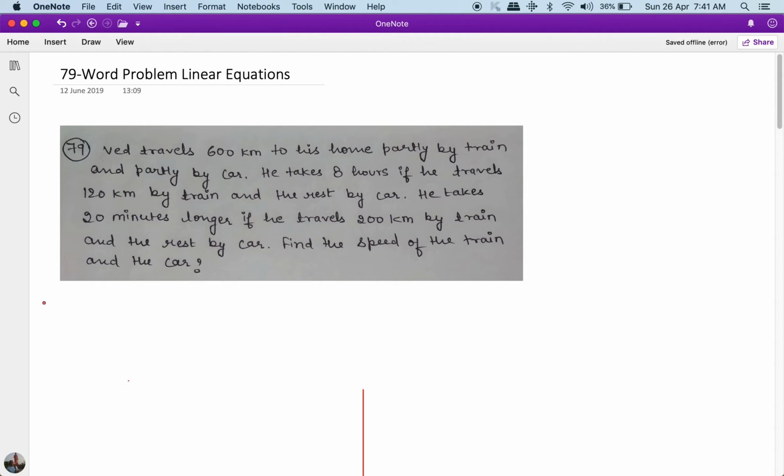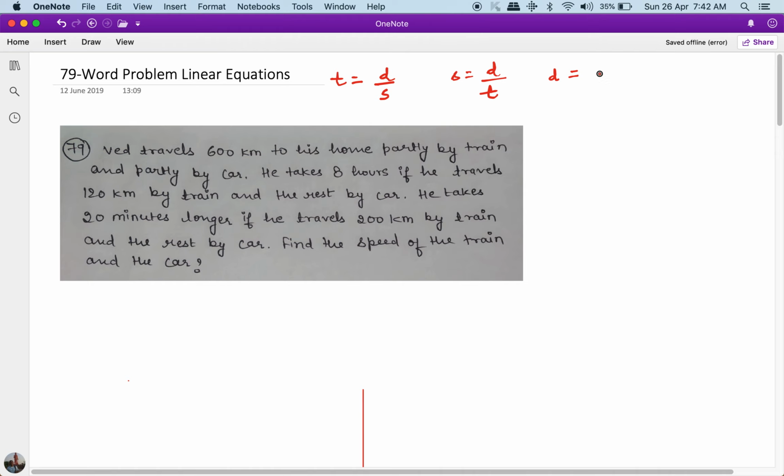This is a speed, distance and time problem, and there are two formulae that we'll be using very heavily over here. Time is equal to distance upon speed, and speed is equal to distance upon time, and distance is equal to speed into time. These are the formulae that we'll be using very frequently in solving these kind of questions.